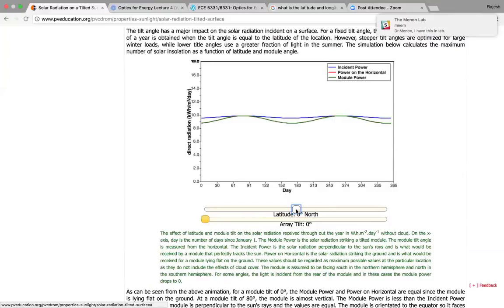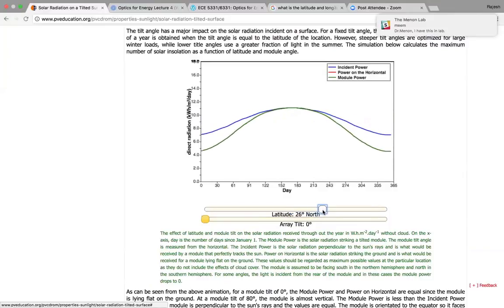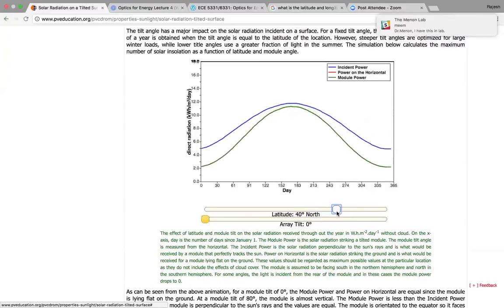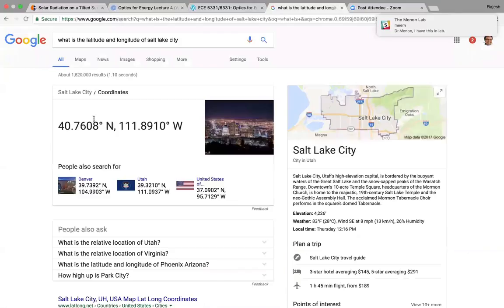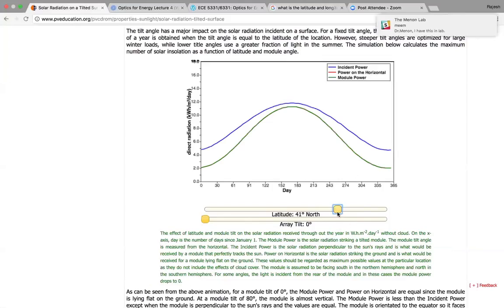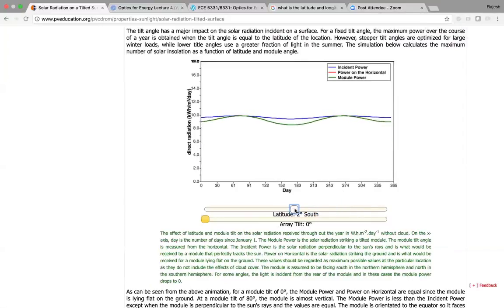Now, you can change the latitude. Let's change it to Salt Lake City, which is about 41 degrees north. Actually, I just looked it up, so it's 41 degrees. Pretty easy. Now you look at the blue curve. It has changed, right? It's different. So see what's happening to the blue curve, which is the incident power.